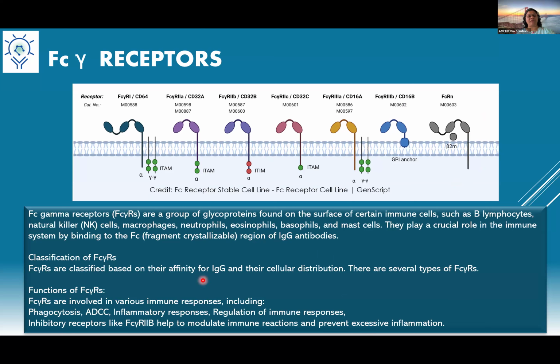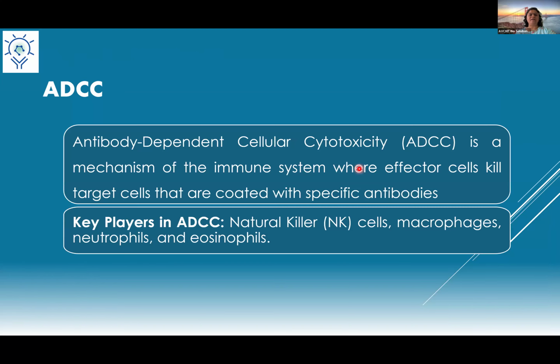Different functions of Fc gamma receptors are phagocytosis, ADCC, inflammatory responses, and regulation of immune responses. And as I said earlier, the inhibitory receptors like Fc gamma R2B help to modulate immune reactions and prevent excessive inflammation. Let's come to the first mechanism of action that we are going to discuss today, that is ADCC. It is called antibody dependent cellular cytotoxicity.